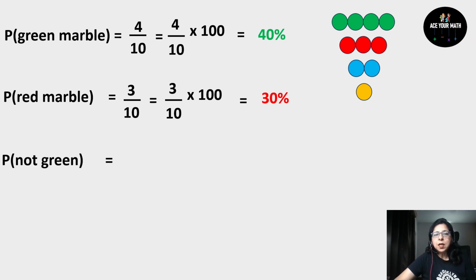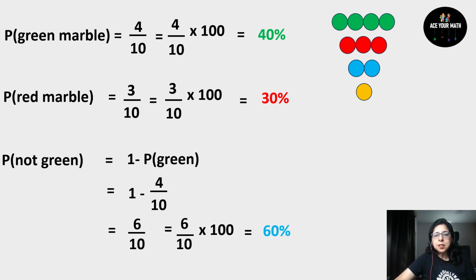Okay, now see one thing different. Let's say you try to draw a marble which is not green in color. It means it could be a red marble or a blue marble or a golden one. So how will you find the probability of not green? There are two ways. One way is 1 minus the probability of green. If you subtract the probability of green from 1, you will get 6 over 10. And when you find it in percentage, it is 60%. The second method is you count the number of marbles which are not green in color. If you count, it is 3 red, 2 blue, and 1 golden. So it is also 6 by 10.